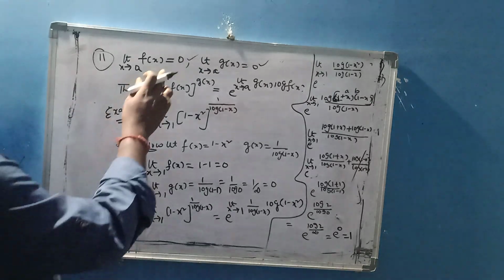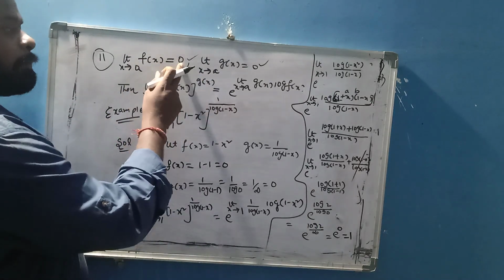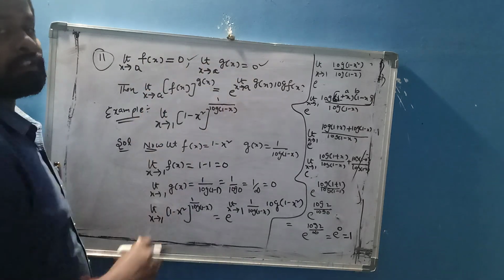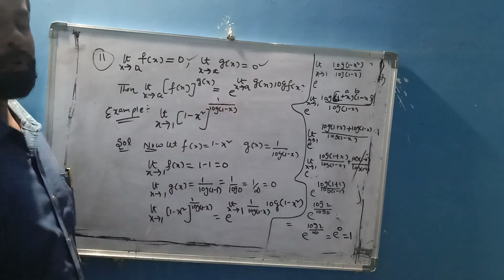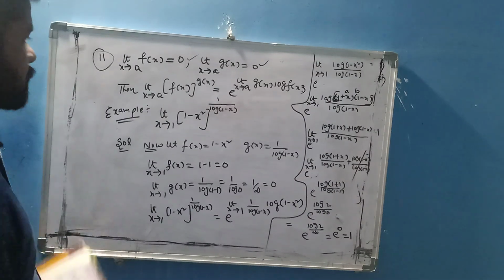This is the process. When the form f of x whole power g of x is there, after applying the limit, if the first function is 0 and the second function is 0, you can apply this formula: e power limit x tends to a of g of x into log f of x. This is the example. Okay. Next.